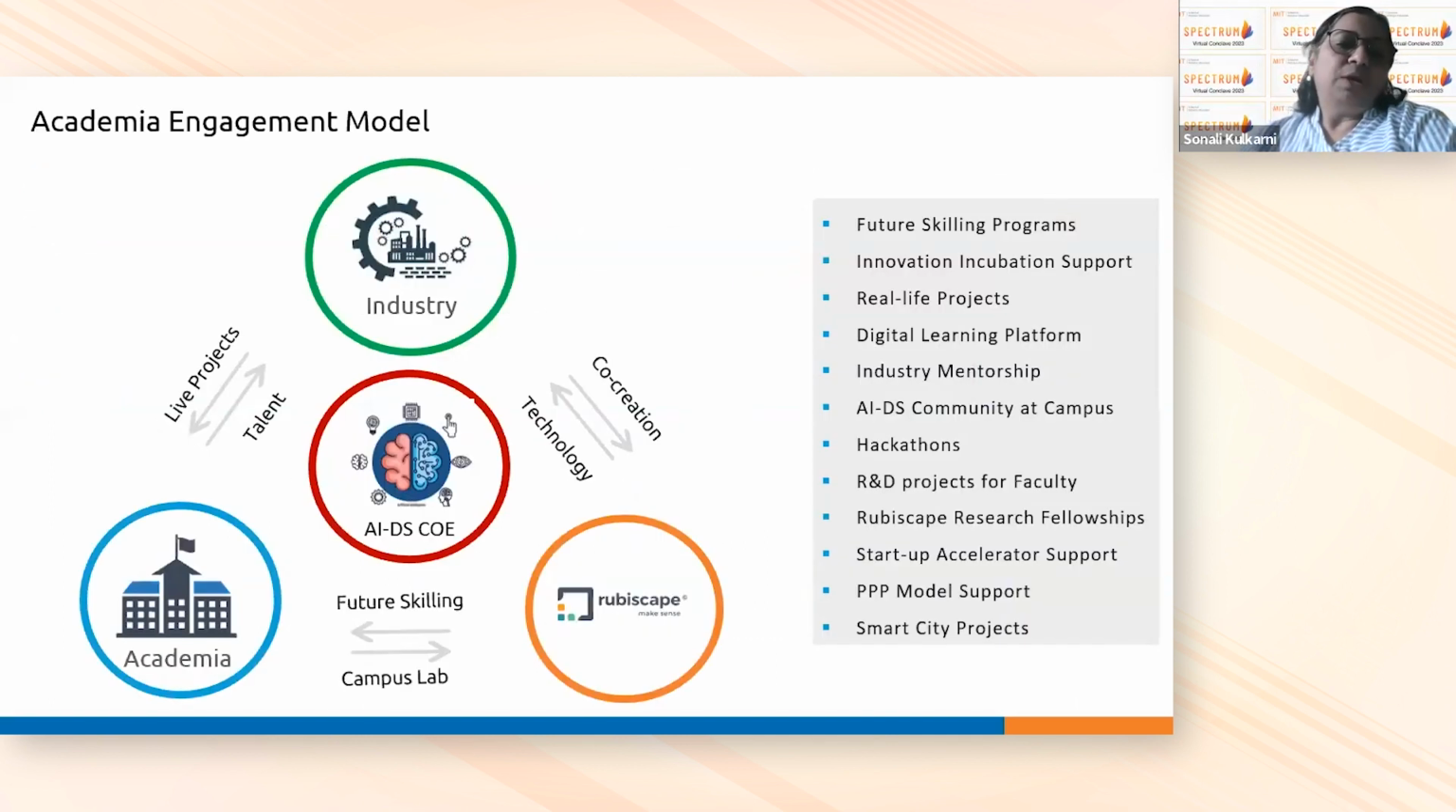We also have Academia Lake, Rubyversity, which is responsible for engaging with different academia models: future skilling programs, innovation incubation support, real-life projects and all that. So we are definitely keen to have these kinds of associations with different MIT institutes as well.